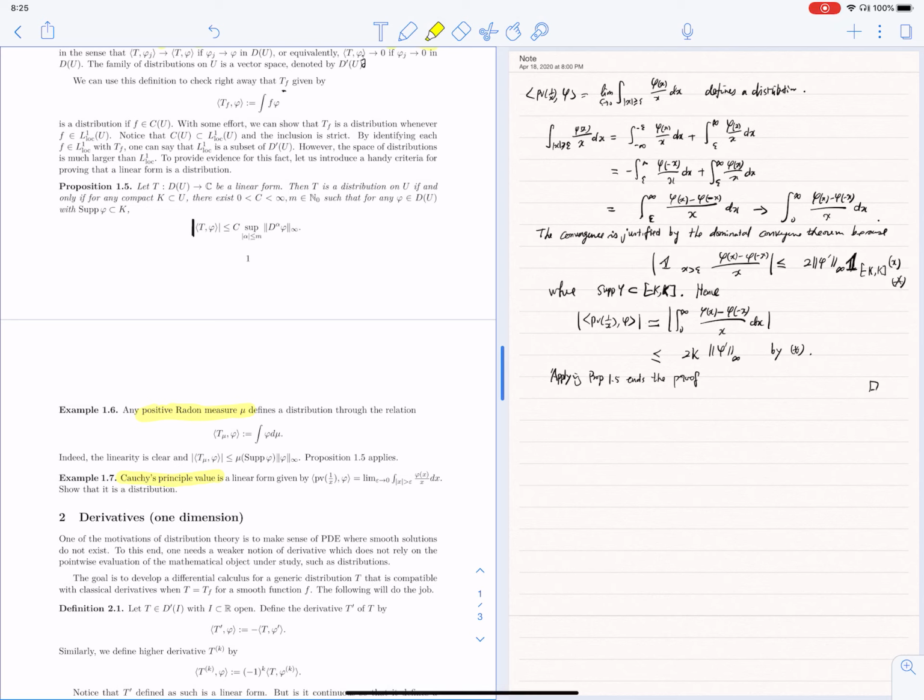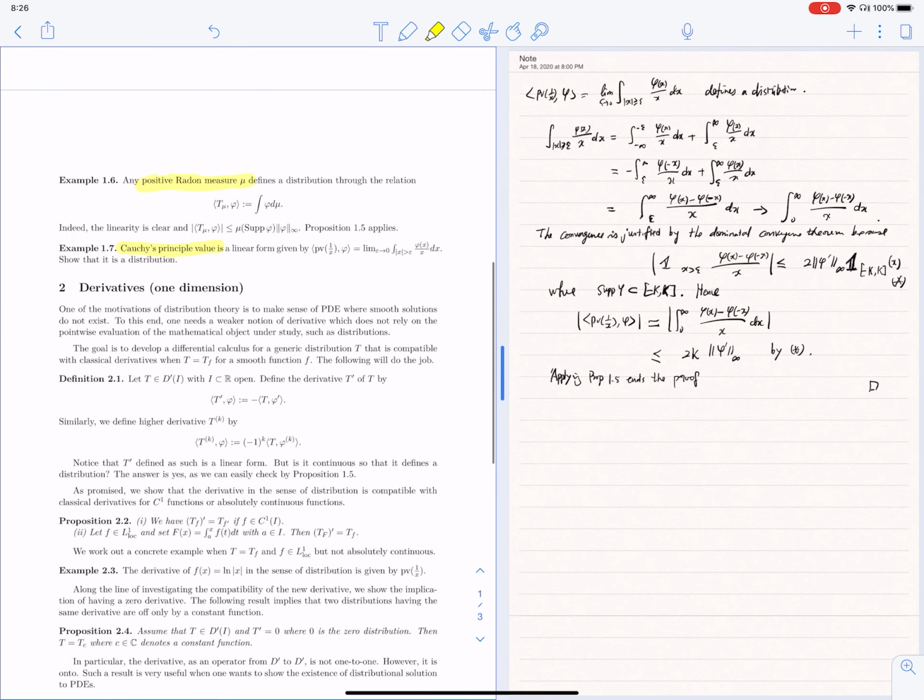In what follows, I'm going to move on and define derivatives for distributions. This will be the second section.